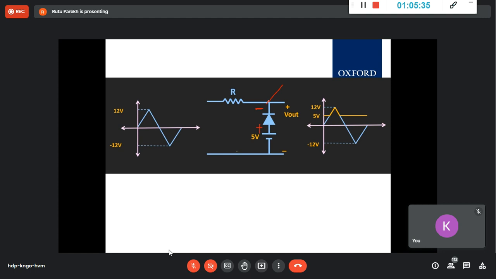If it is 5.2, if it is 6, 7, 8, up to 12, it will not conduct. But if it is 5, 4, 3, 2, 1, minus 1, minus 2, it will conduct, no? So everything less than 5 volt and the whole negative cycle, it will conduct. Okay? So above 5 volt, let's say 5 volt is here.